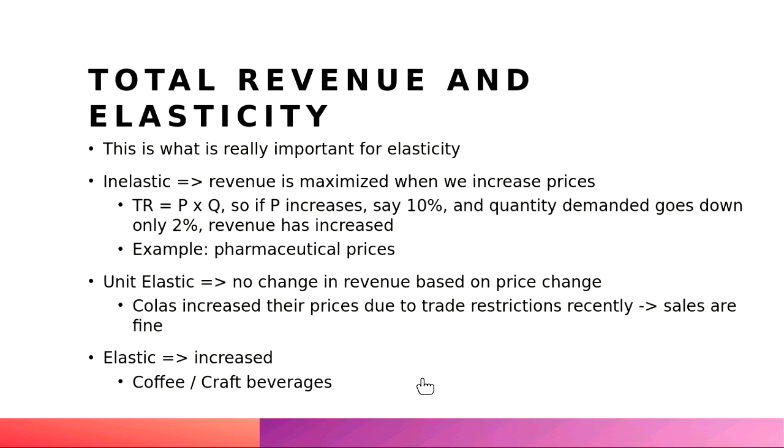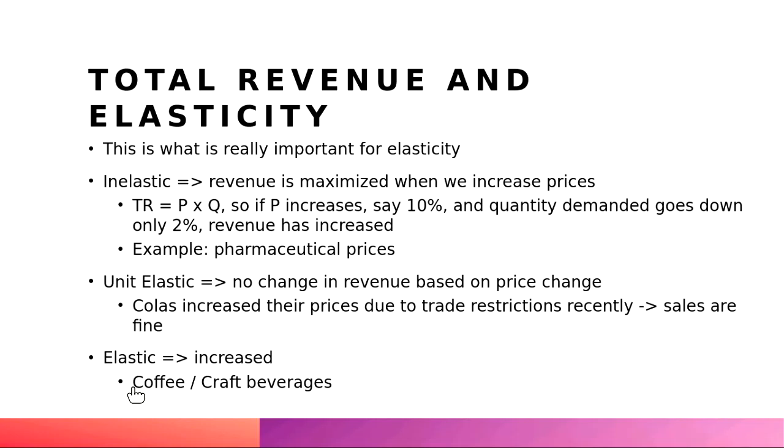So for example, total revenue equals price times quantity. So price increases, say 10%, and quantity demanded goes down only 2%. We've increased our total revenue. And so an example is pharmaceutical prices. Unit elastic, this tells us there's no change in revenue based upon price change. Coca-Cola increased their prices due to trade restrictions recently, and sales are still fine. They're relatively equivalent.